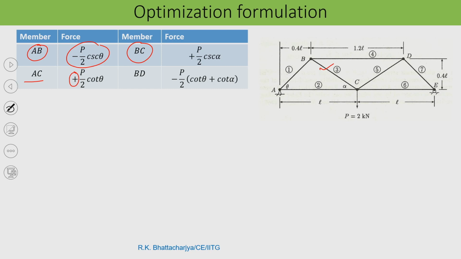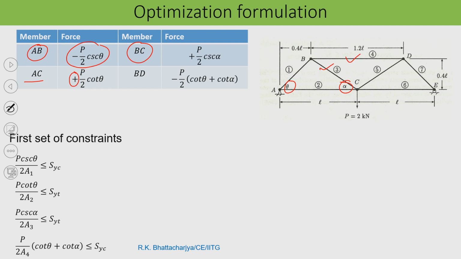So, here this is theta and this is your alpha, and member BD, this member, again the force is compressive, and that is P by 2 within bracket cot theta plus cot alpha. So, these are the forces. Now, whatever member you want to design, the cross section should be sufficient enough to take this compressive and tensile force.